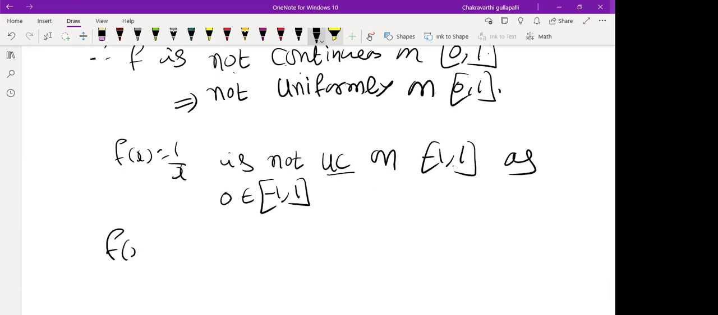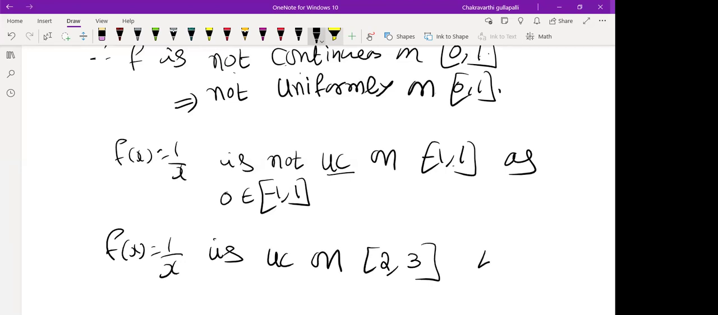Next, f of x equal to 1 by x. If it is not continuous, it is not uniformly continuous. So, what can you say about 2, 3? Is it uniformly continuous or not? Yes, madam. 0 is not there in this interval. So, uniformly continuous on this, because f is continuous on the closed interval.